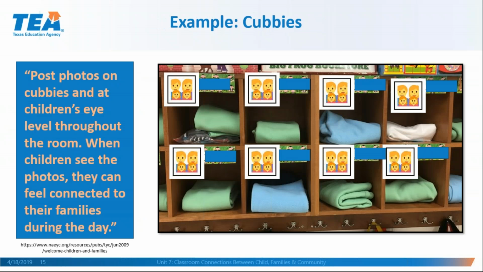Even cubbies. Cubbies are important. They tell the family, my child is actually safe here. My child has a space that no one else can put stuff in. That's their space. So if I want to put a blanket or an extra set of clothes, this is my child's space. My child belongs here.